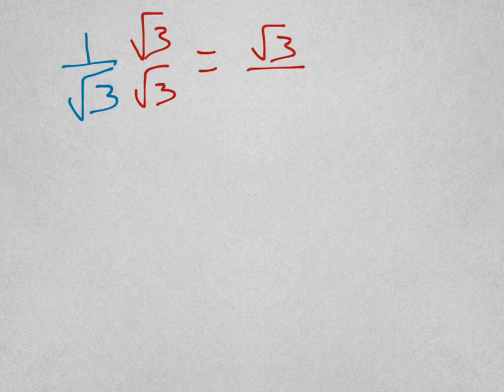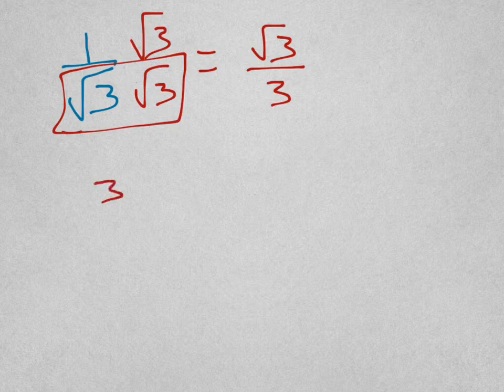Let's try one more. 1 over root 3. This is a standard simplify a radical. One of the rules is you can't have a radical in the denominator. So to get rid of it, I multiply by root 3 over root 3. And that gives me a root 3 over 3 because that's the square root of 9, which is 3.